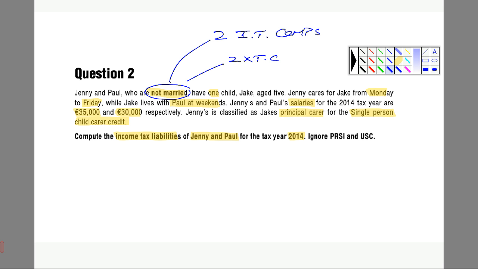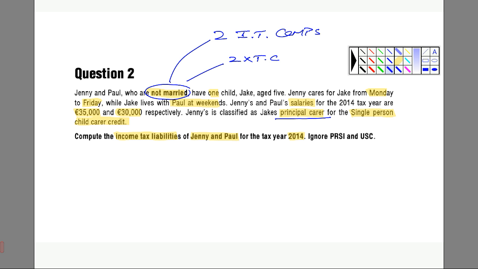The second thing is that we're given some details about Jake, and also who looks after Jake. Now, kindly in this question, they detail the fact that Jenny is the principal carer. What we should remember by that is that the principal carer is the one that is going to receive the single parent credit, not the person who isn't the principal carer. Obviously, it can be transferred, but I would have thought that in the main, the person who is the principal carer is going to receive the credit.